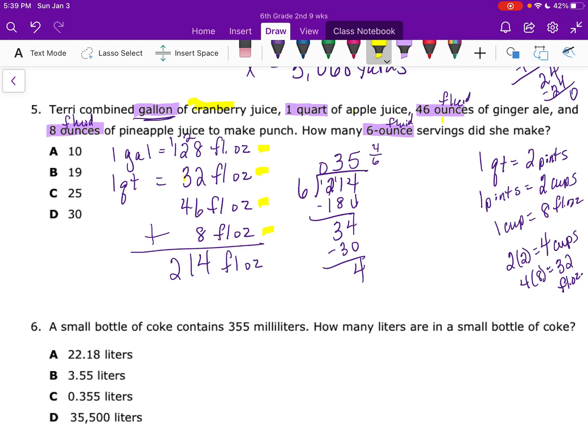All right, so let's look over here. Let's make sure we did this right. 1 quart has 2 pints. 1 pint has 2 cups. 1 cup has 8 fluid ounces. 2 times 2 is 4. 8 times 4 is 32. So I don't know what happened. Let me make sure I got all my measurements right. Pretty sure I did.